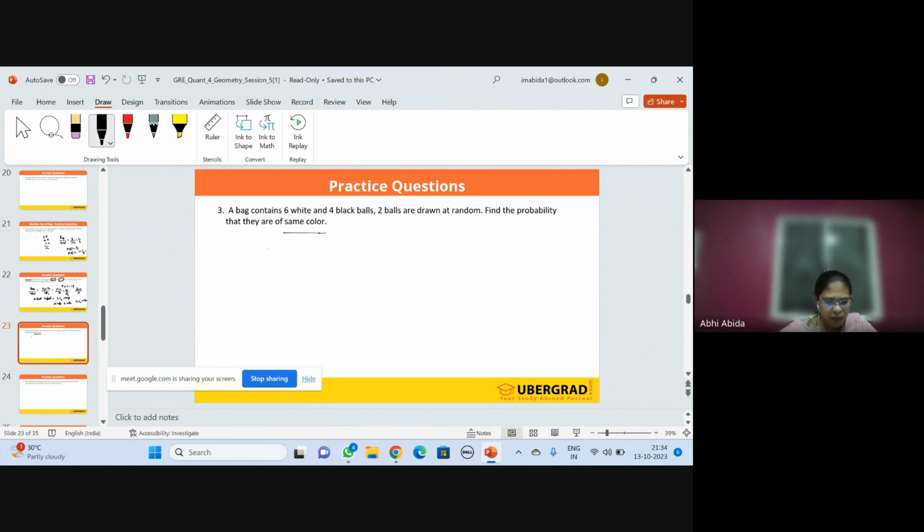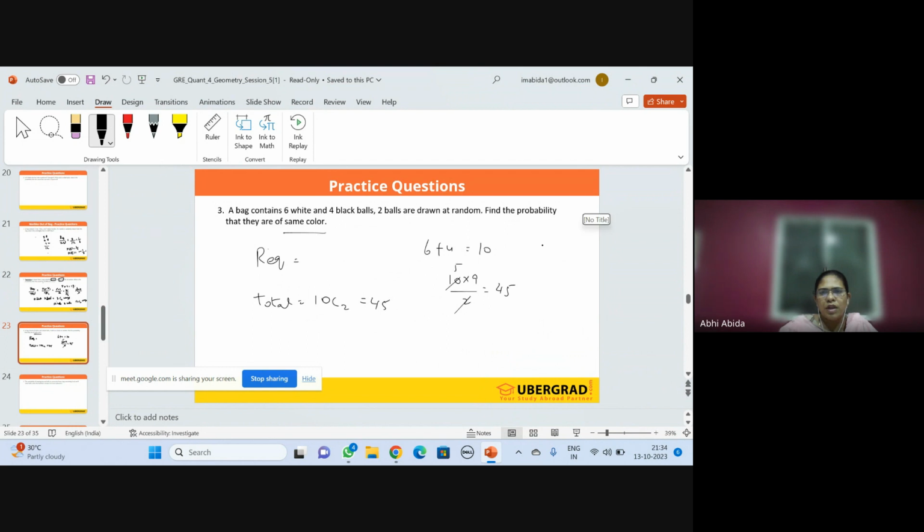They are of the same color. What should be my required outcome? The total is always the first thing. How many total balls? 6 plus 4 will be 10. 10C2 will be my total. What is 10C2? 10 into 9 divided by 2, so it will be 45. Total will be 45.